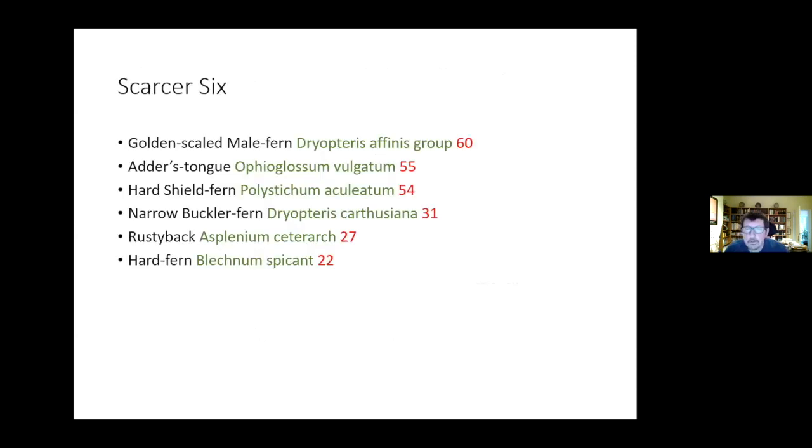So let's start with our top 10. I'm going to deal briefly with a scarce 6. Golden scaled male fern, caddis tongue, hard shield fern, narrow buckler, rusty back. Dryopteris affinis has about 60 tetrads, it's quite common, and down to Blechnum spicant is 22. That's much less common. So if it's 1 in 10 tetrads here, you're looking at 1 in 30 for this. So these are uncommon species.